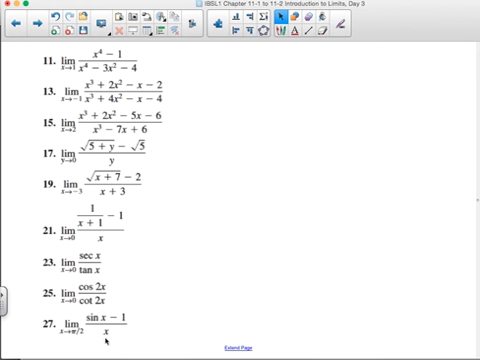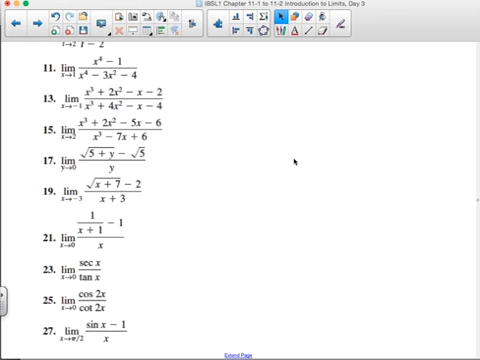Especially here with the trig, make sure you go back to some of your old notes from our units on trig. You may have to do some manipulating there to get it into a form that will not give you an indeterminate form when you use direct substitution.